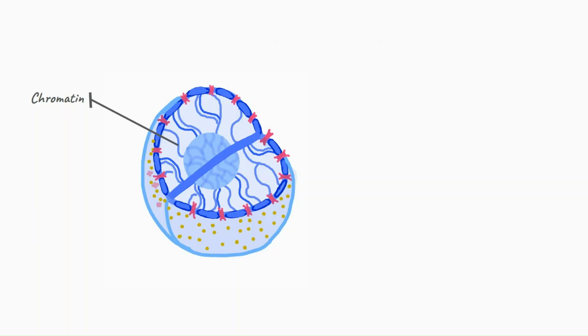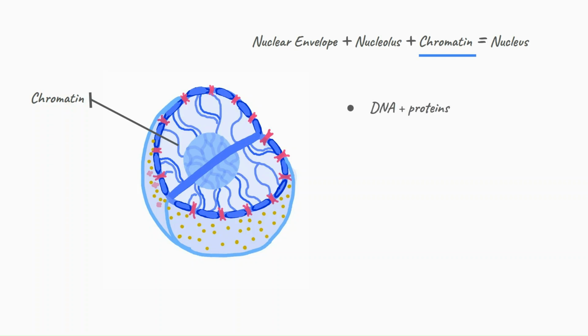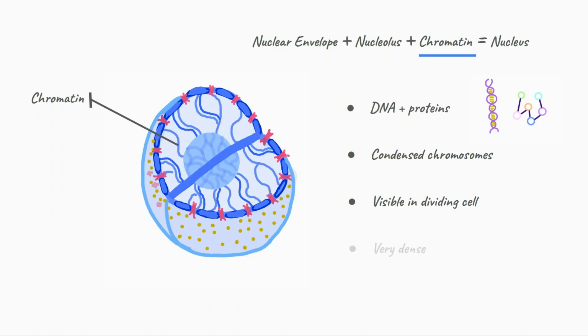Okay, so now chromatin is the final component we will look at. Chromatin consists of both DNA and proteins, and these are combined to form the chromosome found in the cells of higher organisms. Chromatin can be seen as individual condensed chromosomes. But it's important to note this is only visible in dividing cells. It's also important to know that the chromatins are highly organized condensed structures, so they are very dense.